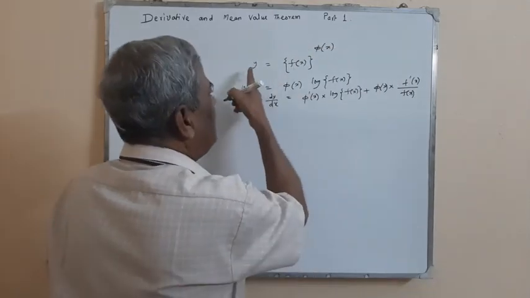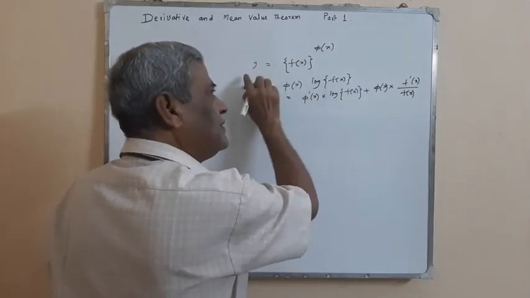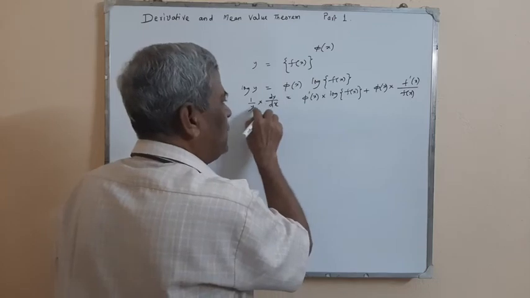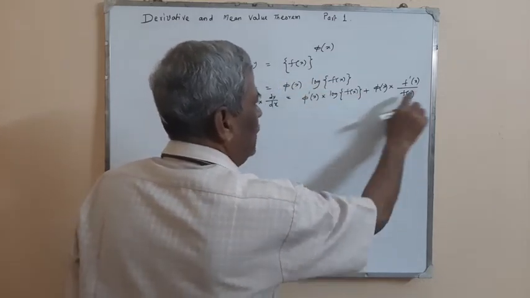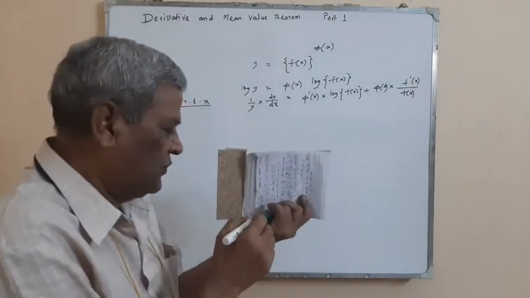Then we have to obtain dy dx, then dy dx is equal to y into the whole thing. Y means this, into the whole thing. This way we have to differentiate it.